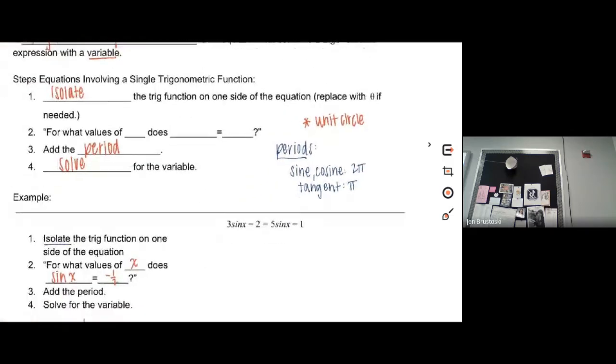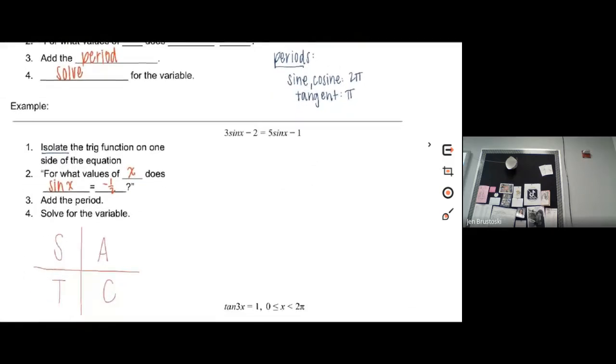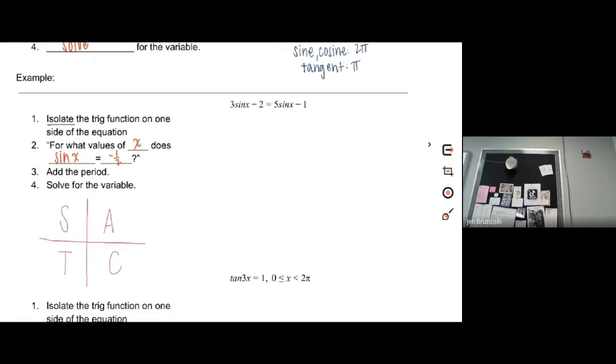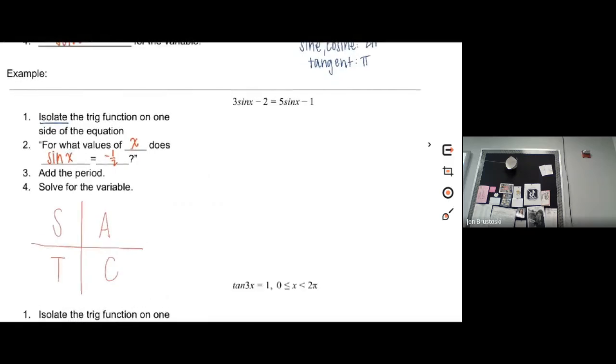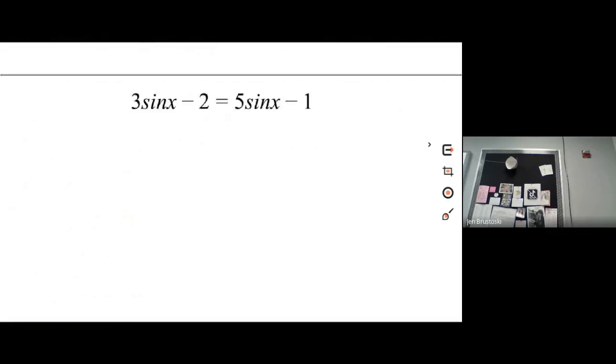Alrighty. So here, let's go ahead and jump into our first example. Okay, so here I have 3 sine x minus 2 equals 5 sine x minus 1. All right, and step 1 is isolate the trig function. So I need to get sine all by itself. So that's easy to do. We'll subtract 3 sine of x from both sides.